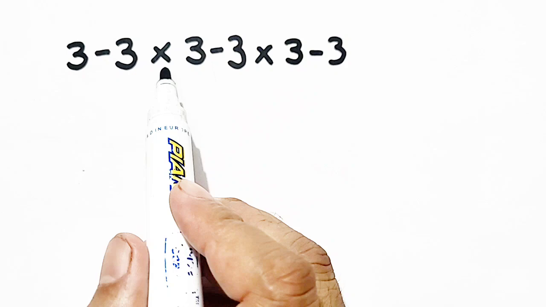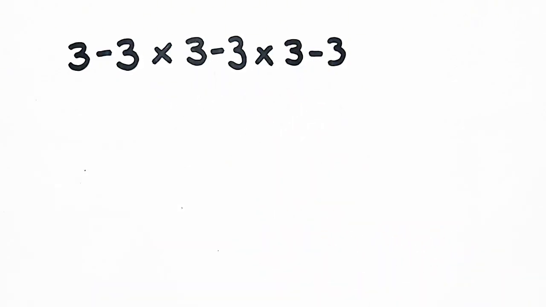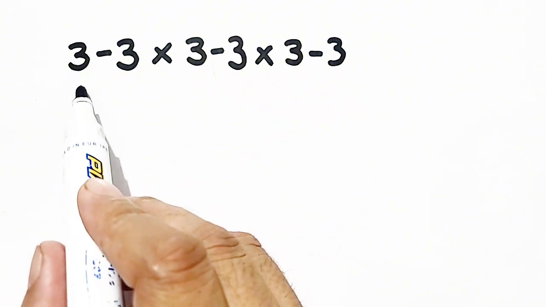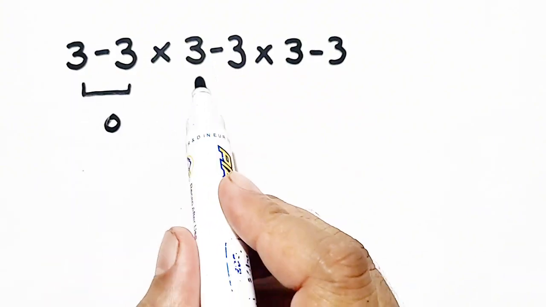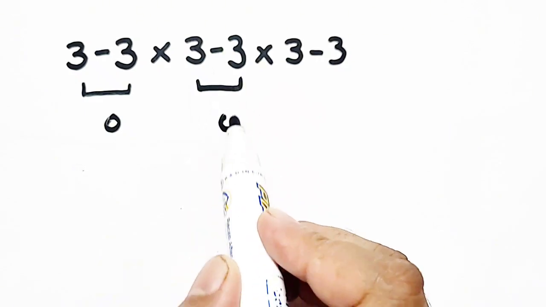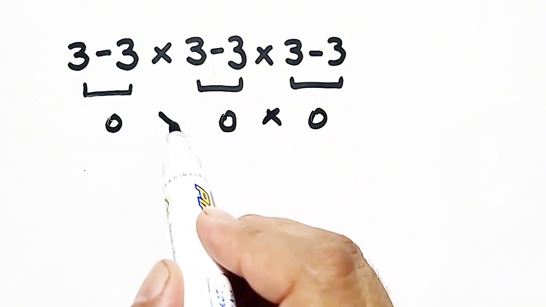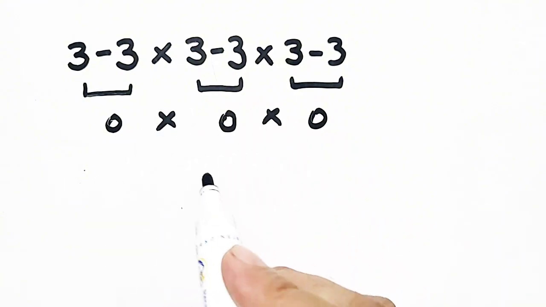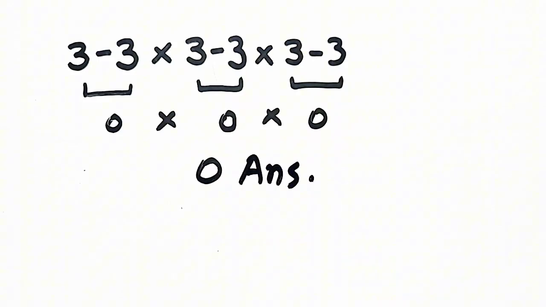I have a question. 3 minus 3 times 3 minus 3 times 3 minus 3. What will be the answer? Its answer will be 3 minus 3 is equal to 0, and 3 minus 3 is equal to 0, 3 minus 3 is equal to 0. So 0 times 0 times 0 will be 0. Our answer will be 0. But remember that this is not an appropriate method.